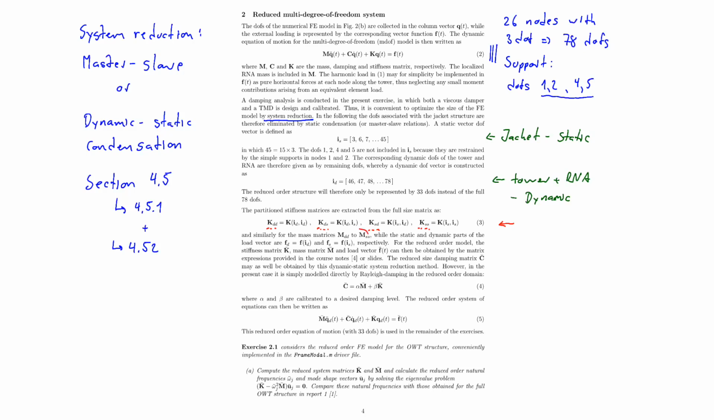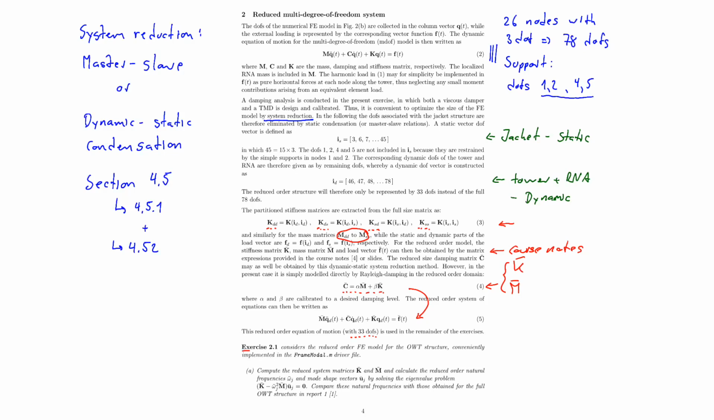And the same split is simply made for the mass matrices. And then you have a look at the course notes, and that will provide you with expressions for the reduced size stiffness matrix and the reduced size mass matrix. And once you have these two, you can, by Rayleigh damping, create the damping matrix, and suddenly, you will then have a reduced order system with only 33 degrees of freedom instead of the full 78 degrees of freedom.